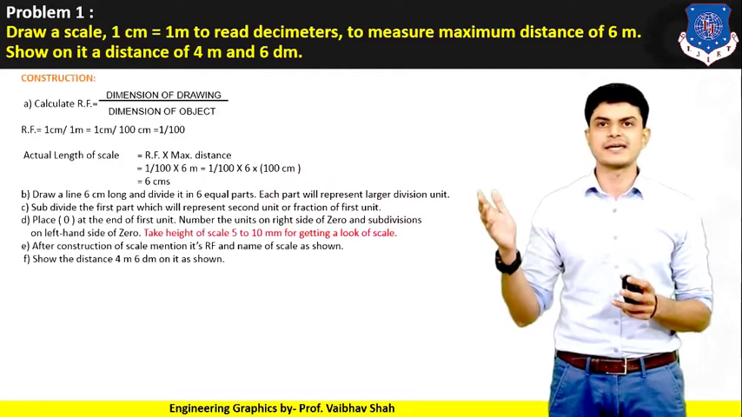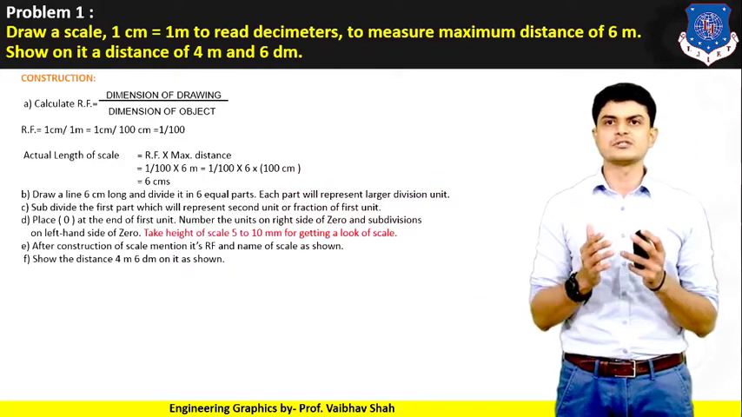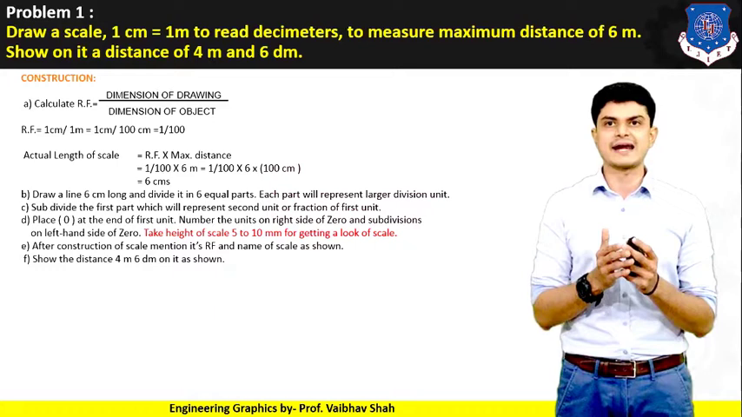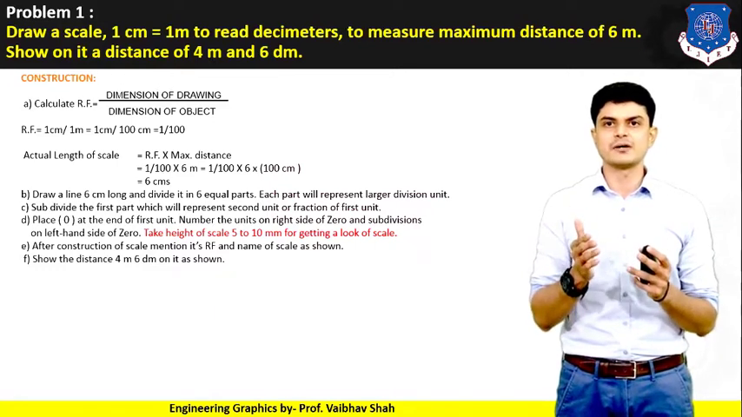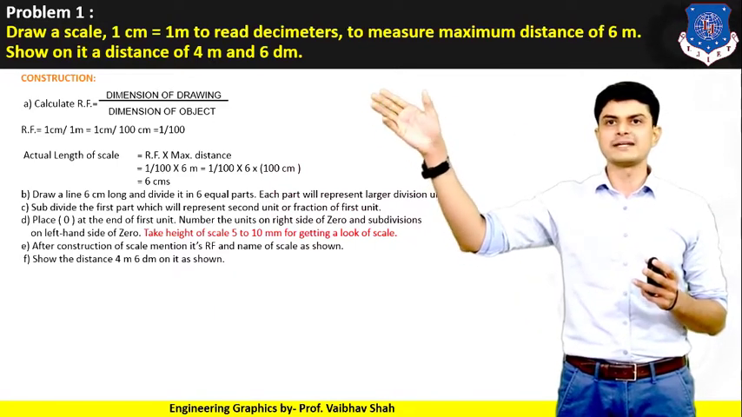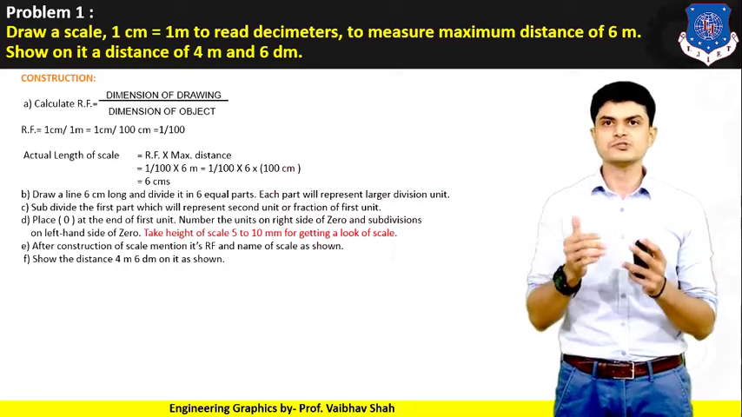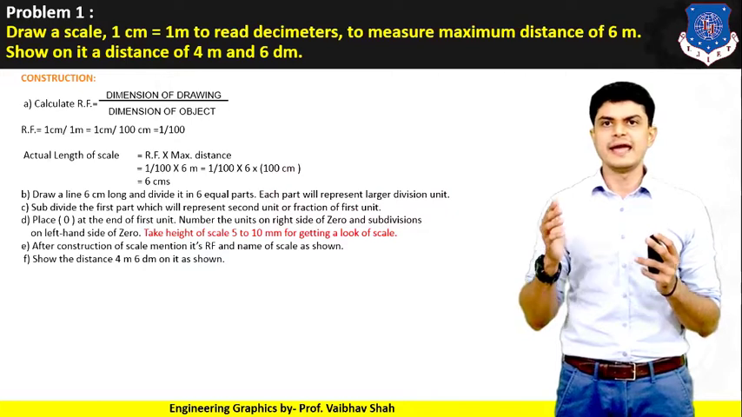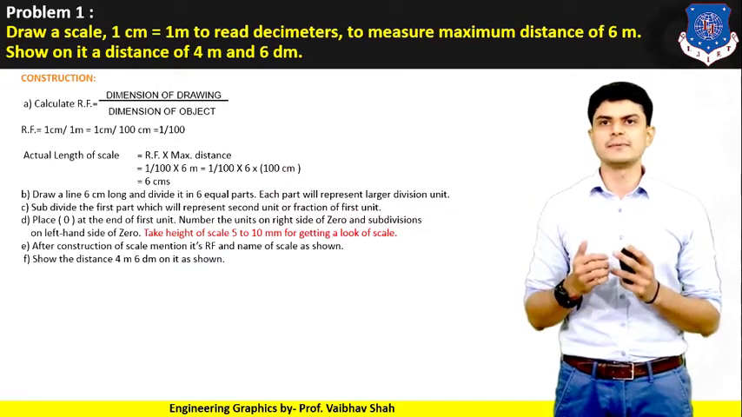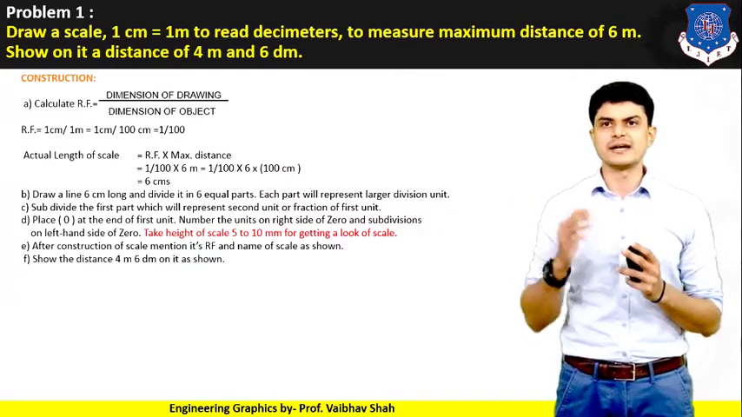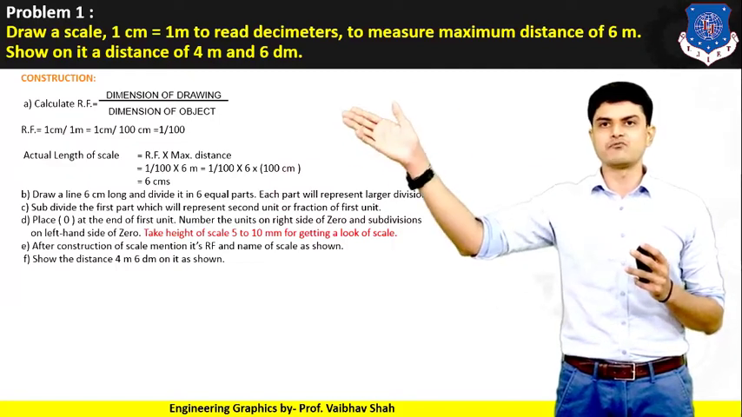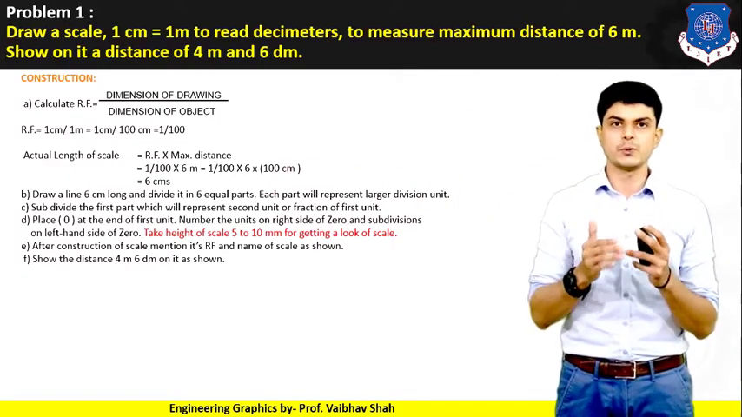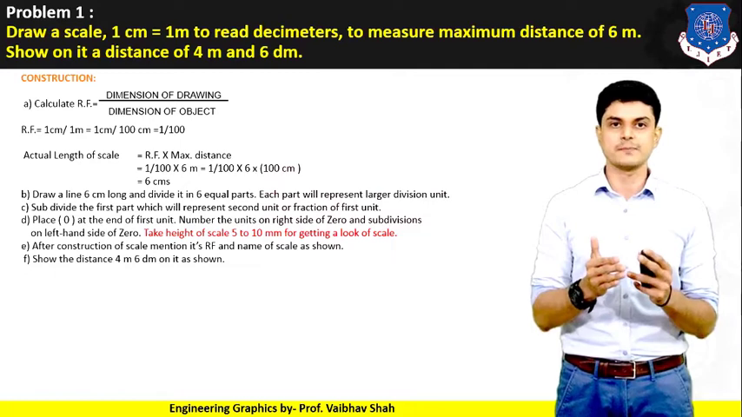So first we will see the calculation like this. First let us use the calculation for RF. RF is nothing but dimension of drawing upon dimension of an object. So now here what is the dimension of drawing? We are drawing 1 centimeter in the drawing sheet for 1 meter. So let us put 1 centimeter by 1 meter and we will be having the ratio 1 by 100, which is nothing but our RF.